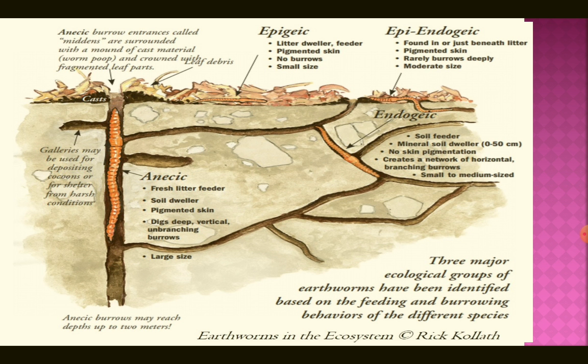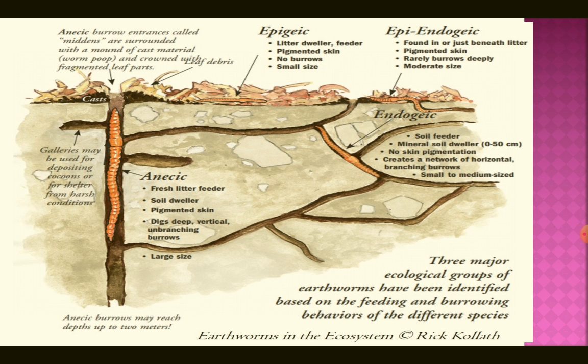So the ones which are found on the surface are called epigeic, and they are mostly the vermicomposting species of earthworms which feed on the leaf and organic matter litter. And the second group are the anecic earthworm species. They are soil dwellers and they dig deep. They make vertical burrows, they live in vertical and unbranched burrows, and they also feed on the organic matter that is dragged inside the burrow.